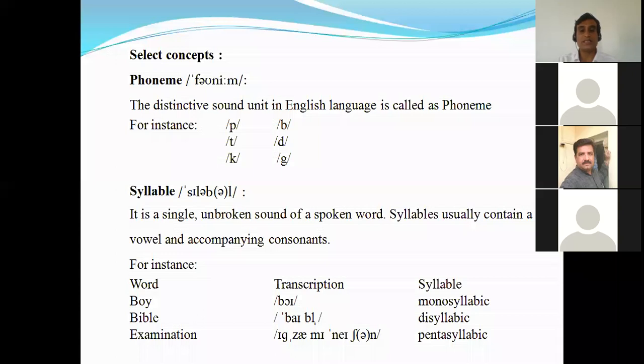The next word is examination. We say it here in the Indian context as examination. This is a pentasyllabic word. Remember, ig, one syllable, z, second, a, mi, nai, and shan. So five syllables are there. This is a pentasyllabic word. So in this way, we studied syllable also.